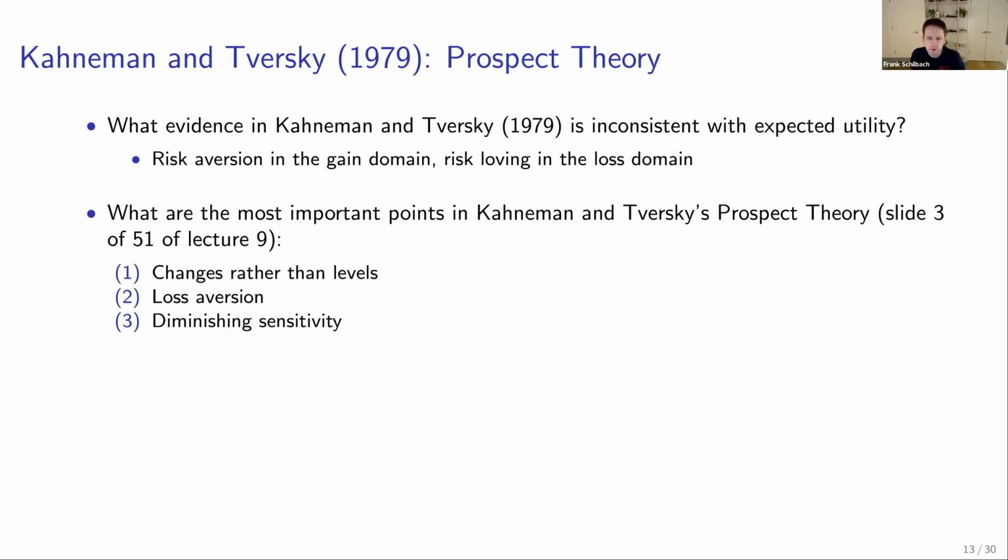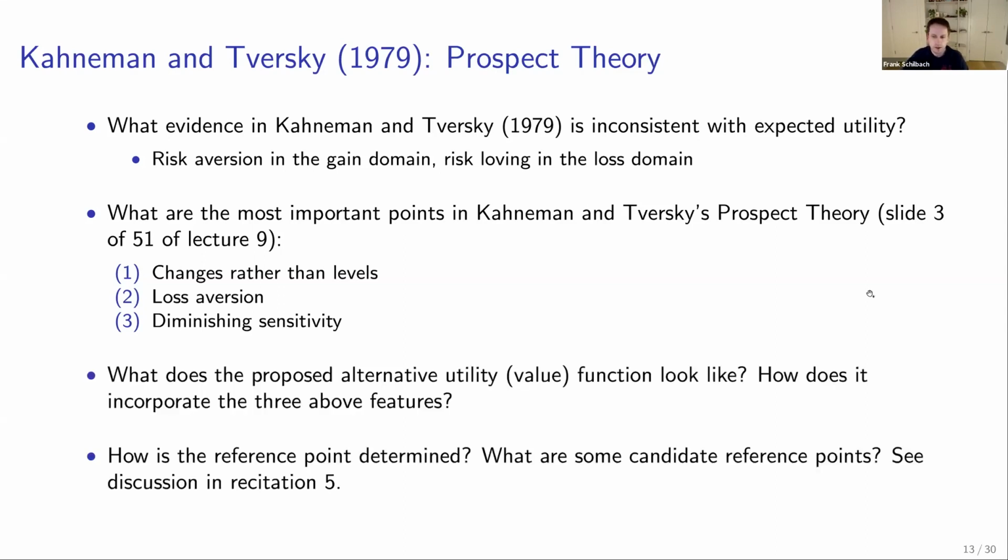And so now, what are the most important points from Kahneman and Tversky's prospect theory? This is the proposed alternative to expected utility. This is slide 3 of 51 of lecture 9. There are three features discussed there. One is changes rather than levels as the arguments of the utility function. Then there's loss aversion, so there's a kink of the utility function around the reference point. And there's diminishing sensitivity, meaning the utility function is concave in the gain domain, above the reference point, and convex in the loss domain, below the reference point.